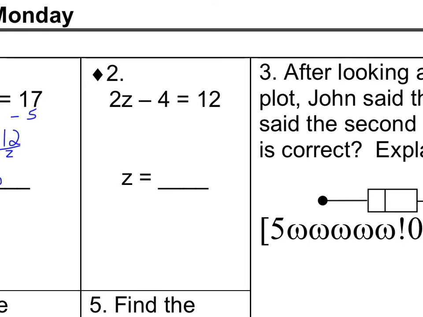In this equation, we're trying to solve for z, so to get it by itself, we'll start with the 4 and add 4 to each side. And that way, we will get rid of our minus 4. So now we have that 2 z's equals 16. So when we divide by 2 to get z alone, we end up with z equals 8.